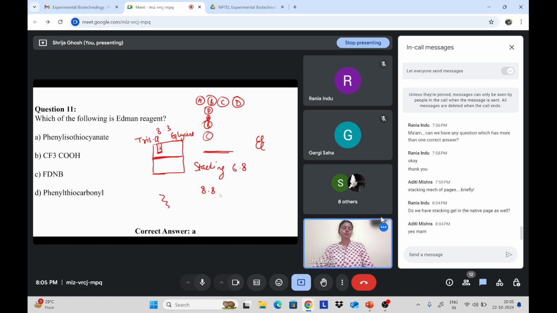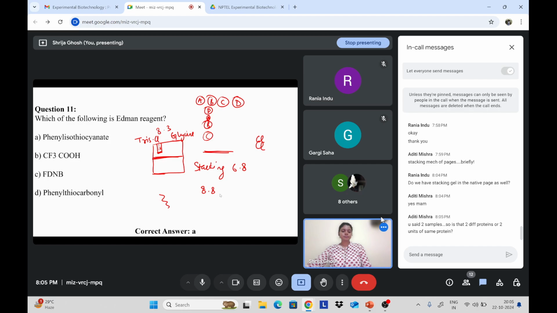The mechanism of stacking could be different. There are other buffers also that are used apart from trisglycine, but the basic principle remains the same. The protein gets stacked in a single line. The molecules could be different in the buffer components, but trisglycine is the most common thing that is used, and it is something that is very commonly available in all the labs. Okay.